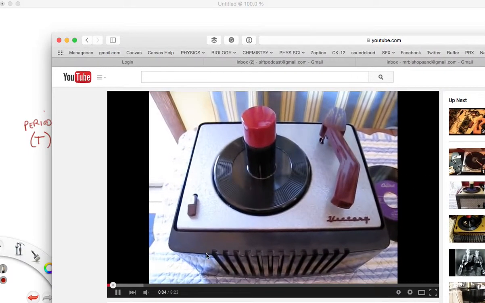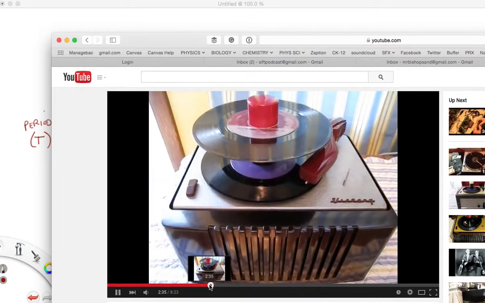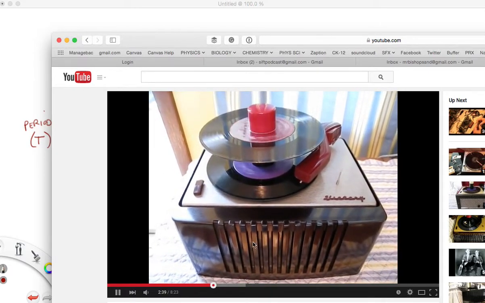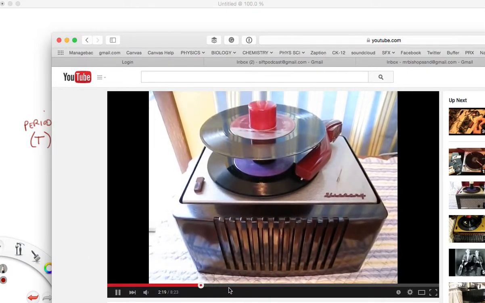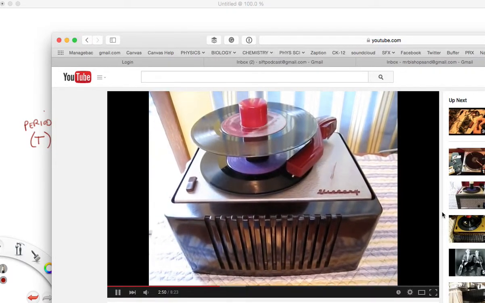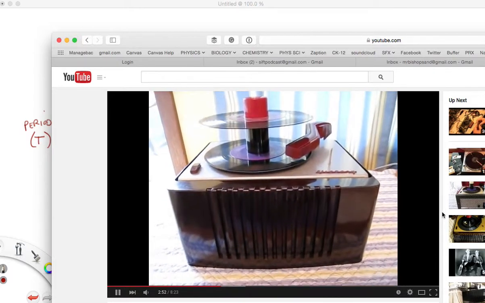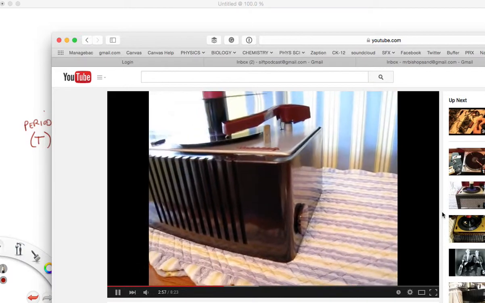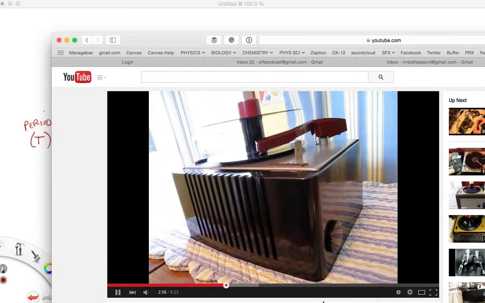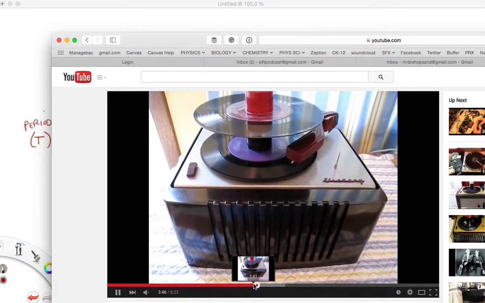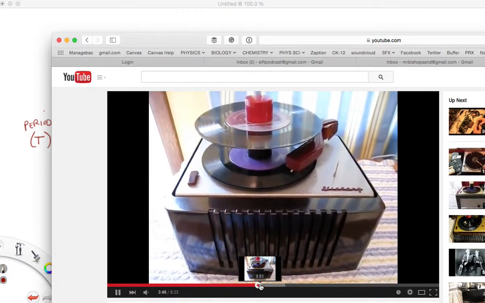Here is a record player, and I'm going to fast forward it to where we have the record going on right there. Okay, there's two records going right now, and for extra credit, I want you to tell me what is the period of this record. Take a look at how fast it's moving, and remember what the definition of the period is: the time it takes for something to go around one revolution in a circle.